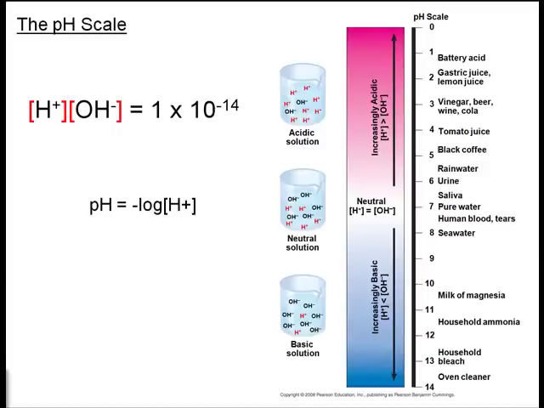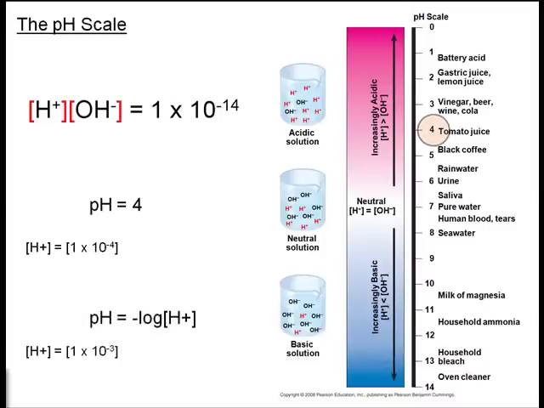But we'll start as if we were given the proton concentration of 1 times 10 to the negative 4. We can plug that into the equation, take the log of 10 to the minus 4, and that gives us minus 4, and then work through to get rid of the negatives, and that gives us a pH of 4. We can do it again with a proton concentration of 10 to the negative 3. If we take the log of 10 to the minus 3, that gives us minus 3. If we work through to get rid of the negatives, we get a pH of 3.